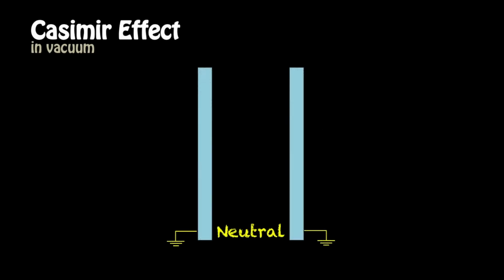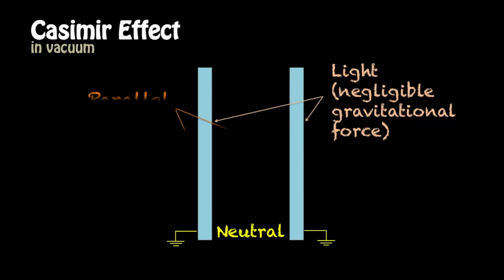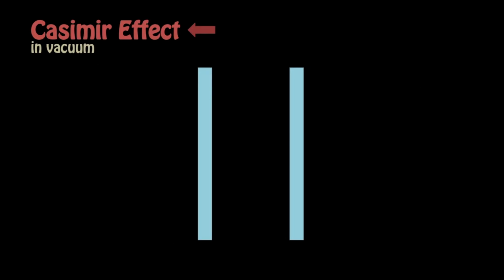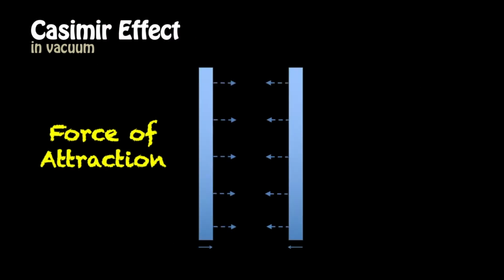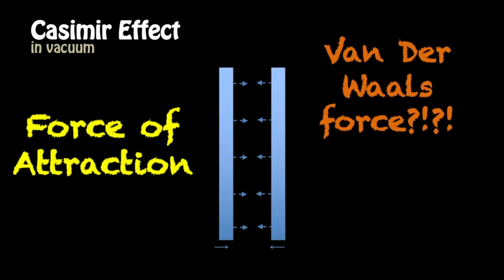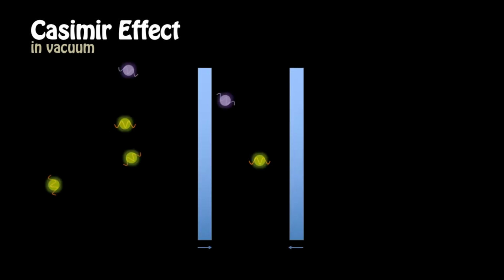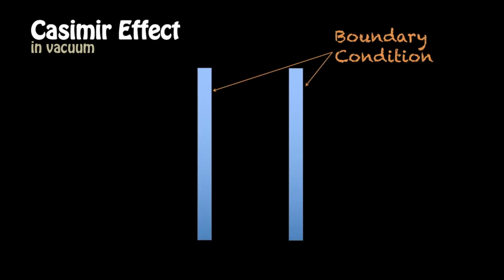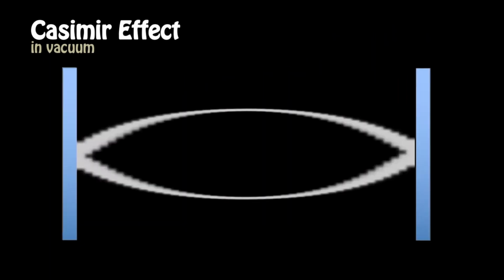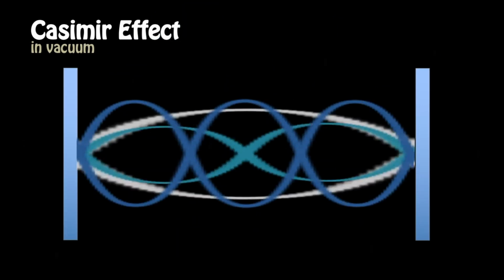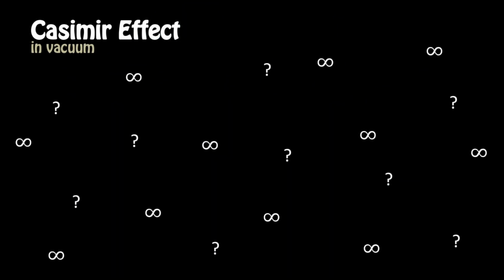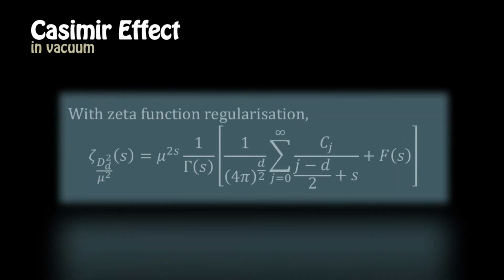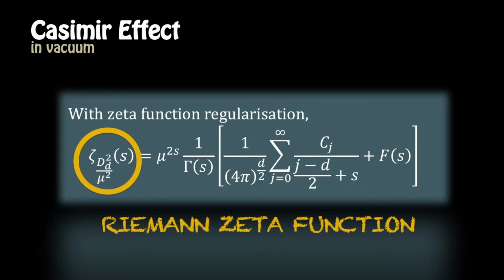Two neutral plates in vacuum are light and parallel. The Casimir effect can be observed through these plates, so let's find out what it is. The effect explains the force of attraction between plates, something like van der Waals force. Virtual photons from vacuum fluctuation cause a very small force between the plates. Quantization of the field with boundary condition. We can find the zero-point energy now. What to do with infinity? Divergent series can be summed, so now regularization. We need the use of the Riemann Zeta function.